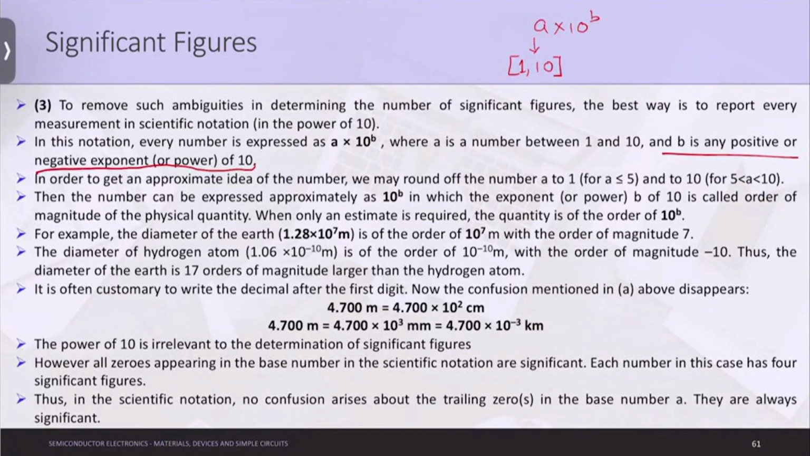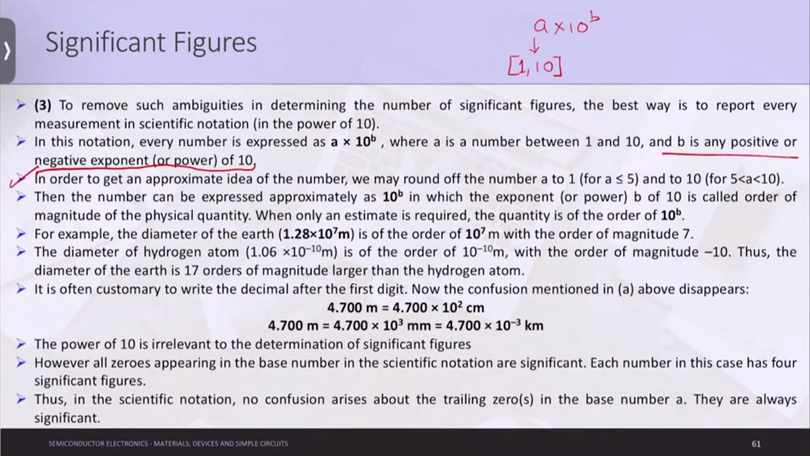In order to get an approximate idea of the number, we may round off the number a to 1 for a less than or equal to 5, and to 10 for a lying between 5 and 10. For now, if you understand this, very good, but if it is a little confusing, you will understand it when the examples are explained. This line just states that if the value of a is greater than 5, let's say 6 into 10 to the power something, we try to reduce it again and round it off to 1.